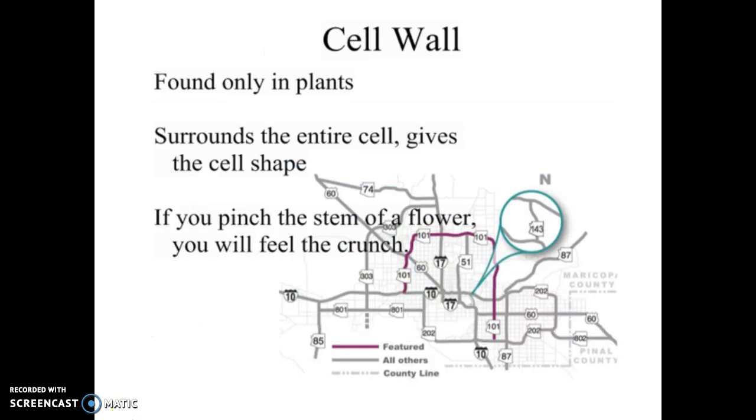Next, we have the cell wall. This is also, as we saw, found only in plants. We did see it in the prokaryotic bacterial cell, but recall we're only really talking about eukaryotic cells in this presentation. It's found only in plants. The function of the cell wall is to surround the cell and give it a shape.